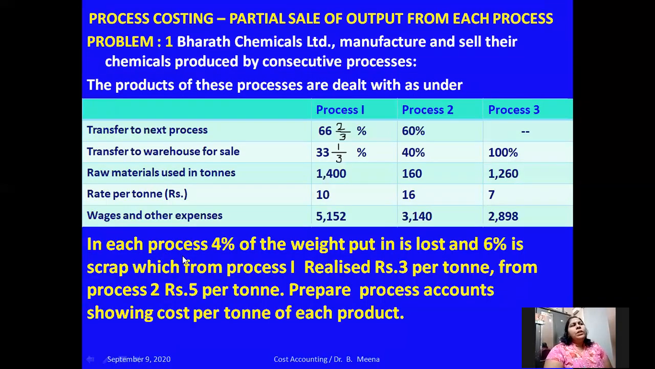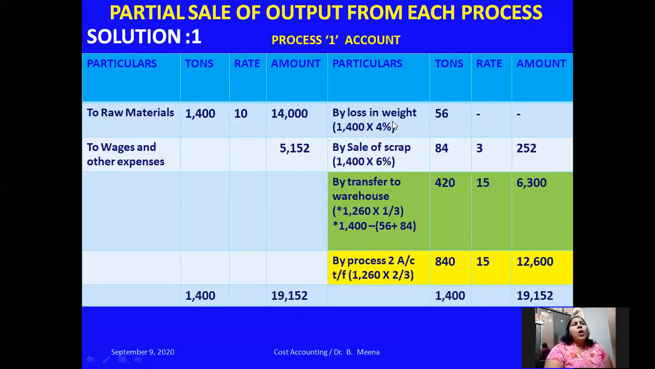Look at the paragraph. Each process, what is the loss in weight? In all processes, process 1, process 2, process 3, in each process we are going to lose 4% weight. But it doesn't have the recovery value, I mean the scrap value. So by loss in weight, I'm calculating for process one first. What is the input I'm giving? 1400. In that input, 4% is the wastage, so if you do the calculation, you will get 56 tons.